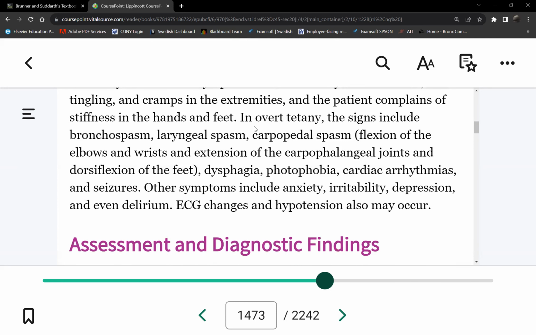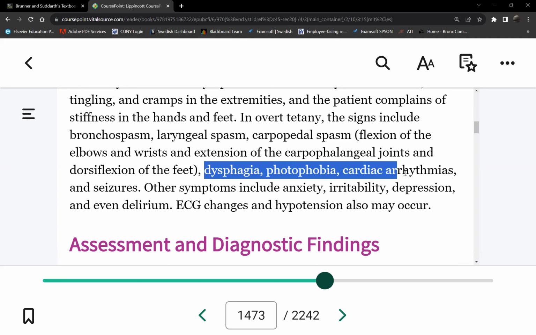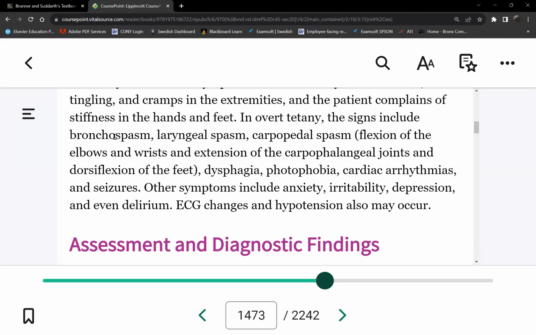And here are the others. So besides Chvostek's and Trousseau's, we've got dysphagia, photophobia, dysrhythmias again, and seizures. So therefore, what is one of your very important interventions for people with hypocalcemia? You institute seizure precautions.